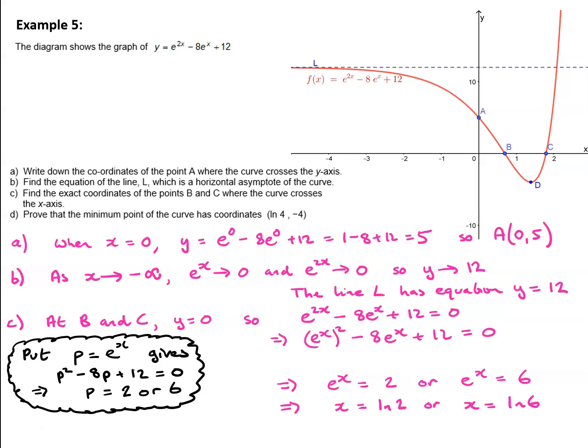In this case, we're being asked for exact solutions, so we shouldn't work these values out. We should leave them just as their exact values. Logarithm of 2, logarithm of 6. B is the point (ln 2, 0), and C is the point (ln 6, 0).